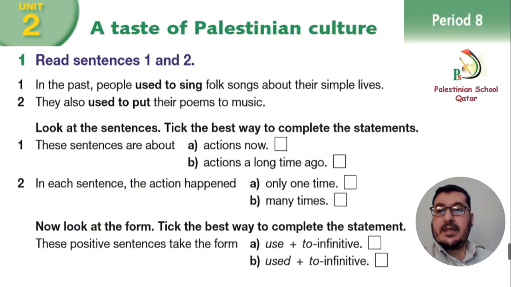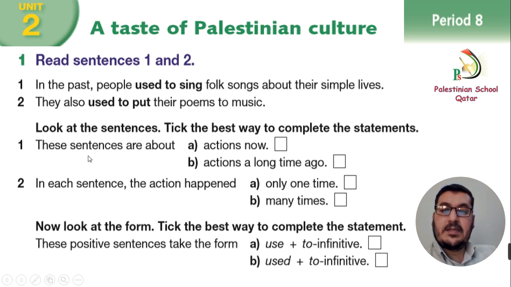On period number 8, we have exercise number 1. Read sentences 1 and 2. Number 1, in the past, people used to sing folk songs about their simple lives. Number 2, they also used to put their poems to music. Now look at the sentences. Take the best way to complete the statements.